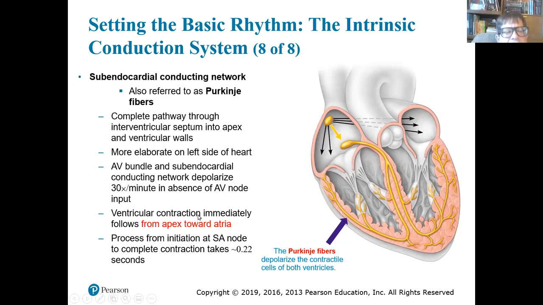Ventricular contraction will follow from the apex towards the atria. What they're saying is in the ventricle, you're going to squeeze from the bottom up. You'll start the squeeze at the apex, then you'll go upward. Here.